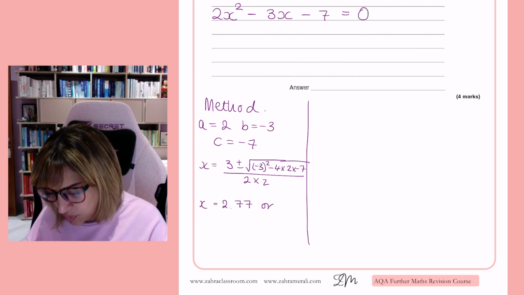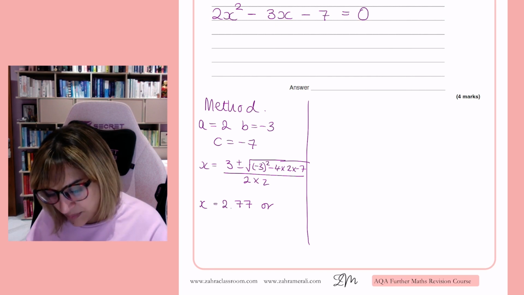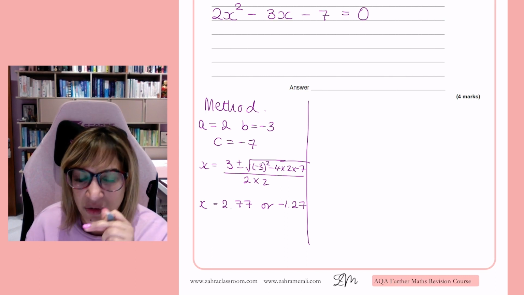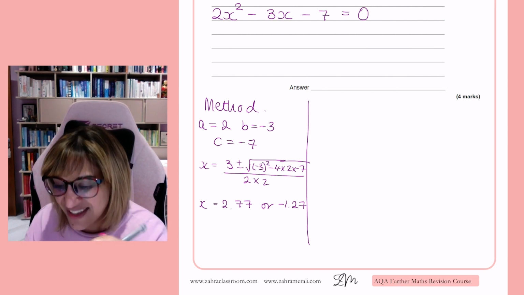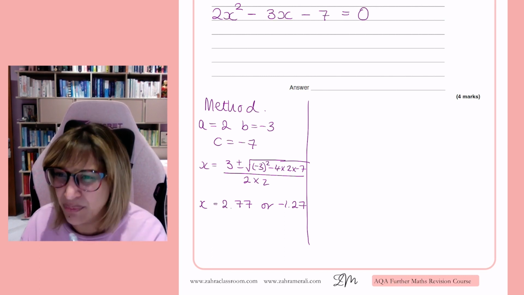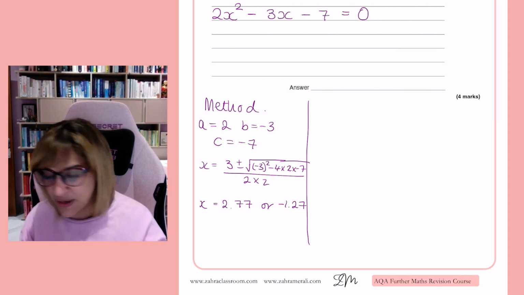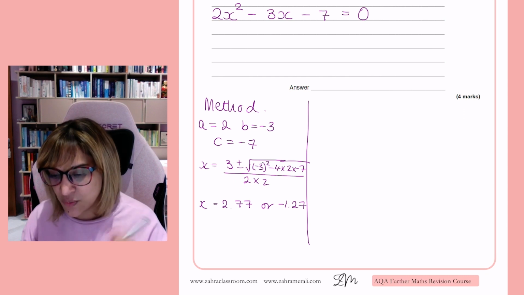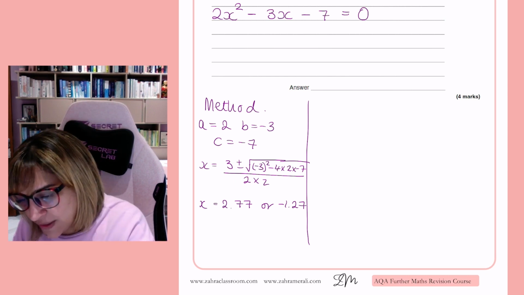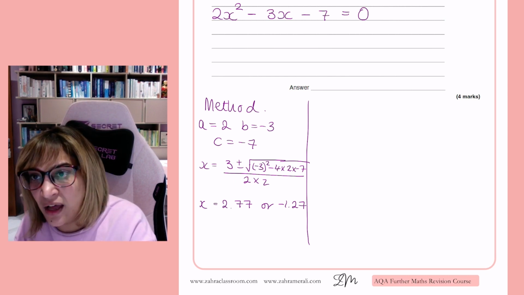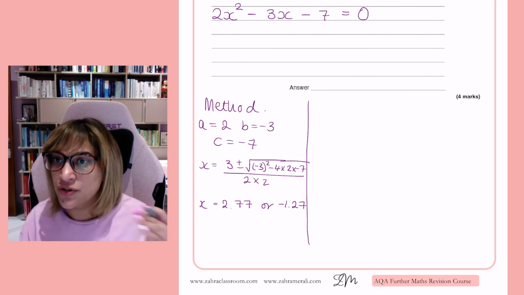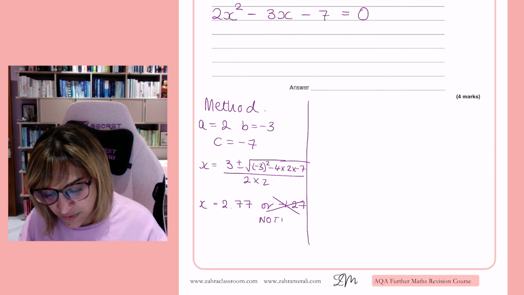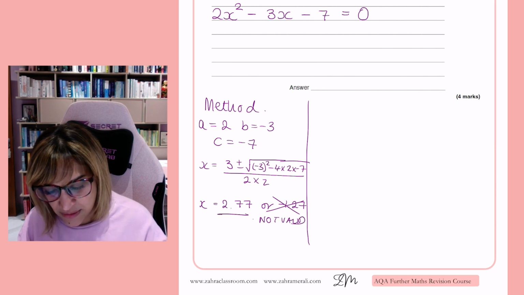2.77 or minus 1.27. Now, which one isn't valid? Remember, we can't take the square root of a negative number. It's illegal, like dividing by 0 and the square root of a negative number. If x was minus 1.27, over here, where you've got x to the half, you would be taking the square root of a negative. So, cross through that, that's not valid. So this is our answer.